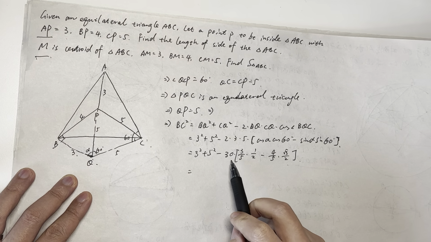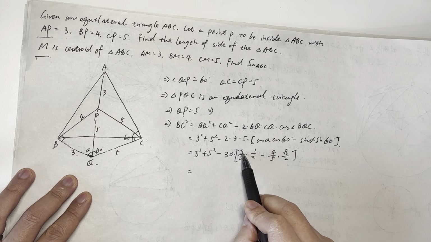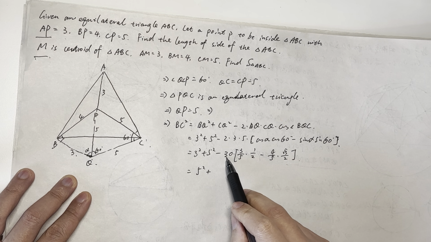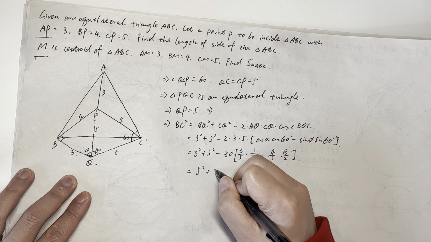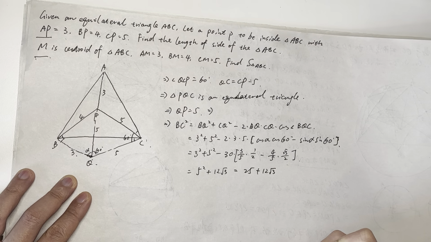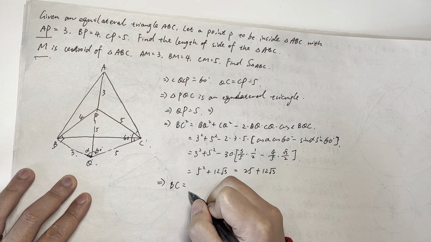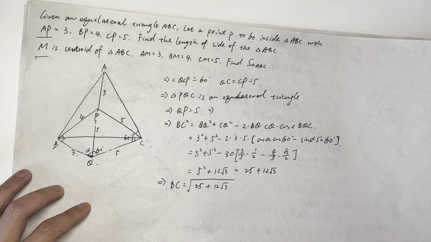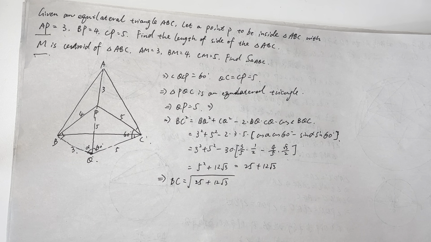So it equals, see here, this is 10. 30 divided by 10, that's 3. 3 times 3, that's 3 squared. So we have 5 squared plus this one here, 30 divided by 10, that's 3. 3 times 4 times square root 3, that's 12 square root 3. So it equals 25 plus 12 times square root 3, which means the length of the side equals the square root of 25 plus 12 square root 3. Okay, that's the length of the side of the triangle.